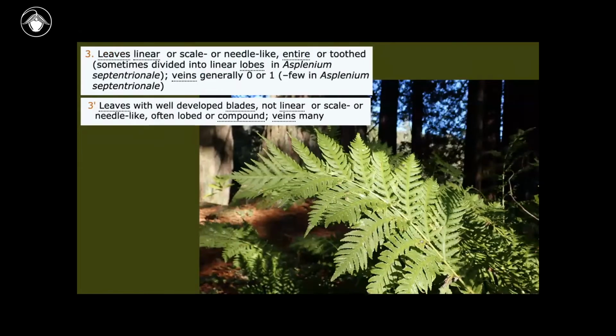Leaves linear or scale or needle-like, entire or toothed, sometimes divided into linear lobes in Asplenium septentrionale. Veins generally 0 or 1 to few in Asplenium septentrionale, or leaves with well-developed blades, not linear or scale or needle-like, often lobed or compound, veins many. So in this case, we have well-developed leaf blades.